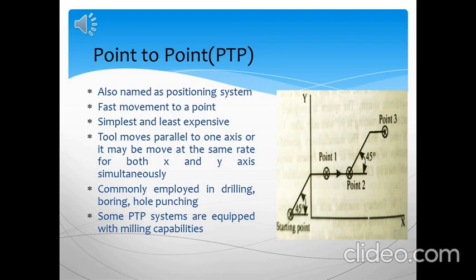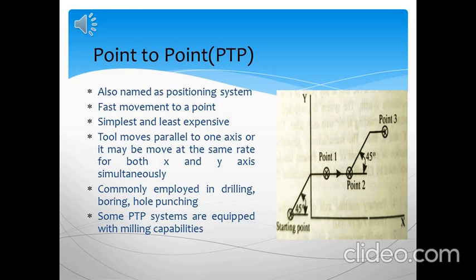A tool moves parallel to one axis or it may be moved at the same rate for both x and y axis simultaneously. NC systems using point-to-point systems are commonly employed in drilling, boring, and hole punching. Some PTP systems are equipped with milling capabilities also. And this diagram represents the point-to-point systems.